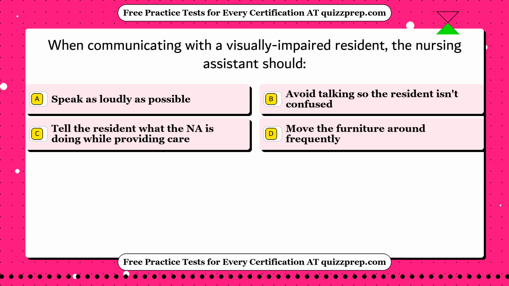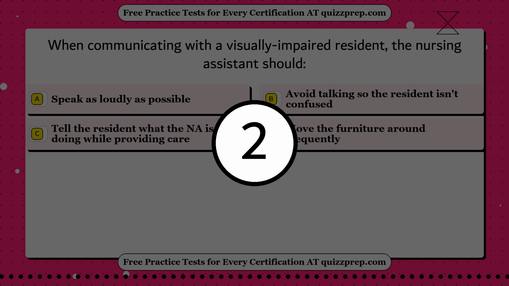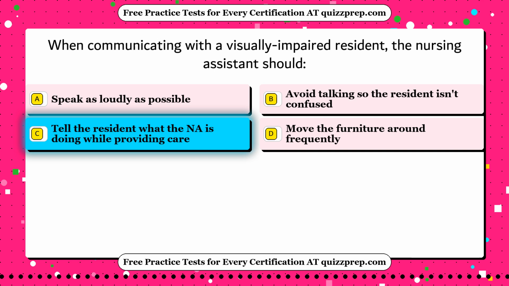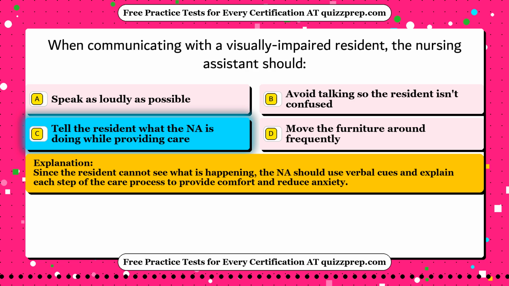Question 2. When communicating with a visually impaired resident, the nursing assistant should: Option A, speak as loudly as possible. Option B, avoid talking so the resident isn't confused. Option C, tell the resident what the NA is doing while providing care. Option D, move the furniture around frequently. The correct answer is Option C, tell the resident what the NA is doing while providing care. Since the resident cannot see what is happening, the NA should use verbal cues and explain each step of the care process to provide comfort and reduce anxiety.